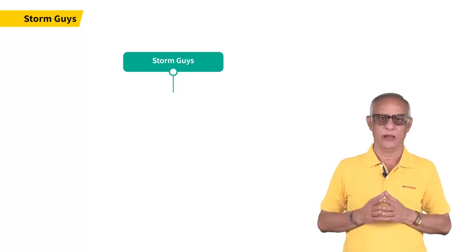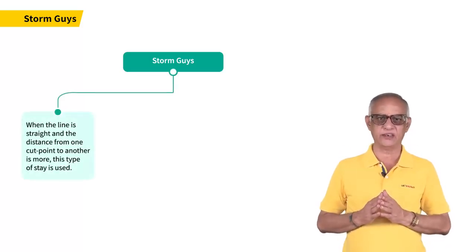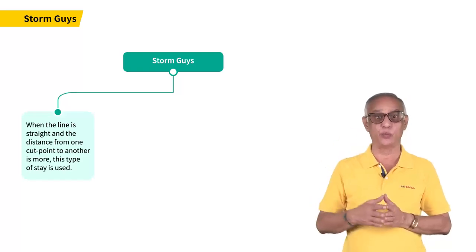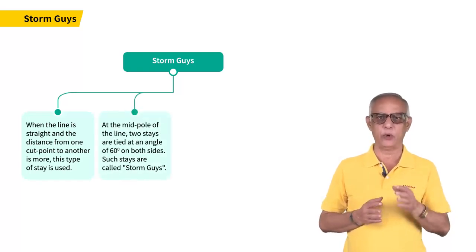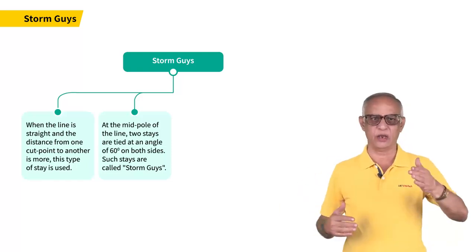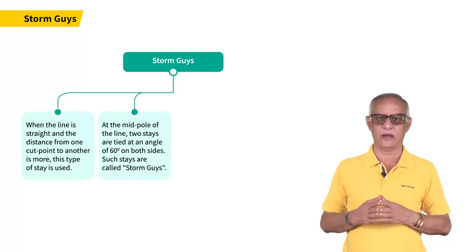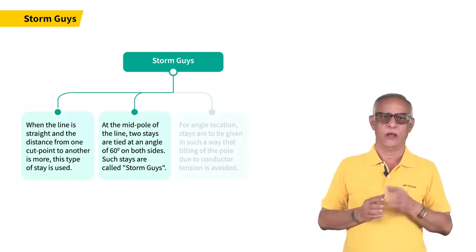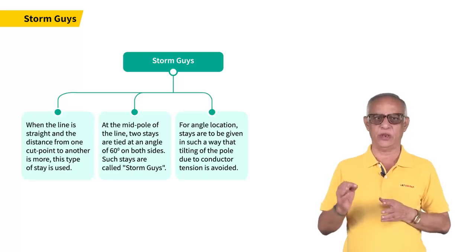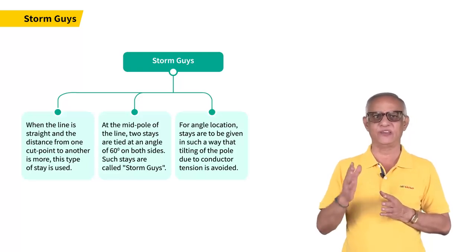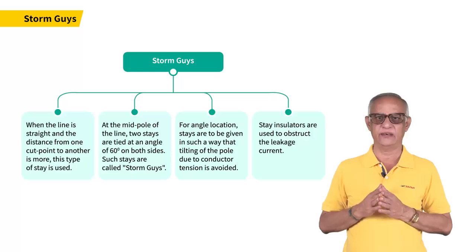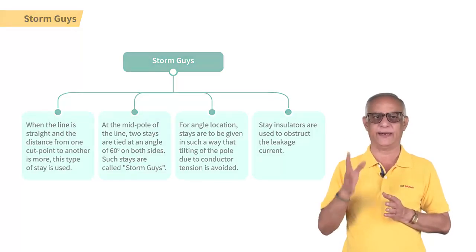We have reached the last type, storm guys. When the line is straight and the distance from one cut point to another is more, this type of stay is used. At the mid pole of the line, two stays are tied at an angle of 60 degrees on both sides. Such stays are called storm guys. For angle location, stays are to be given in such a way that tilting of the pole due to the conductor tension is avoided. Stay insulators are used to obstruct the leakage current.